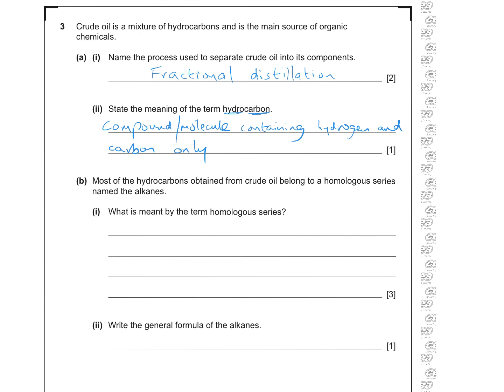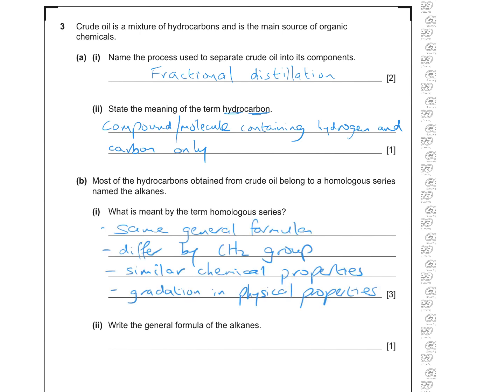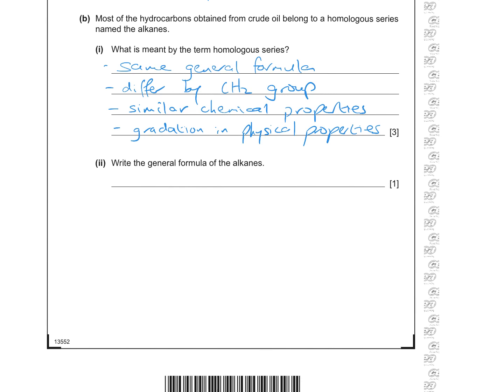B part 1, what is meant by the term homologous series. Okay, so these are the points that you could include. Any 3 of those points will get you the marks. Part 2, general formula of alkanes is going to be CnH2n+2.